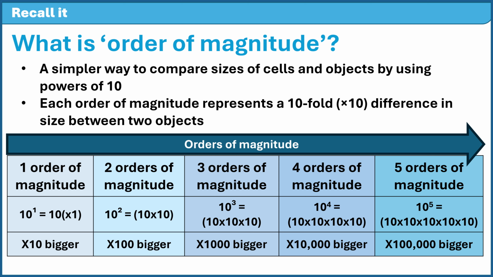4 orders of magnitude, that's 10 to the power of 4, so 10,000 times bigger. And 5 orders of magnitude equals 10 to the power of 5, which is 100,000 times bigger. You can see the pattern, right? Each time we add 1 order of magnitude, we're multiplying by another factor of 10.